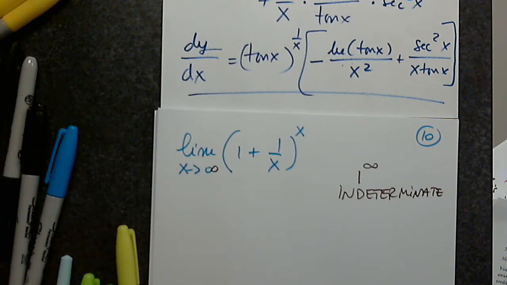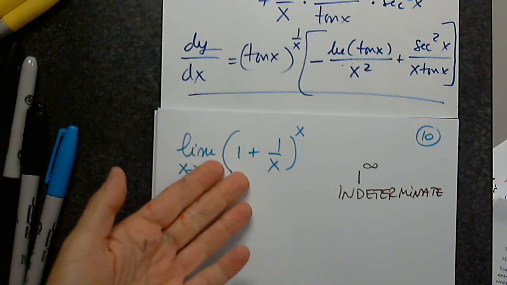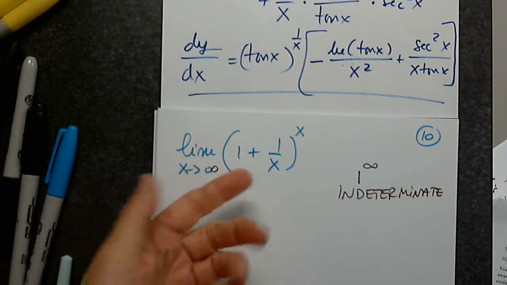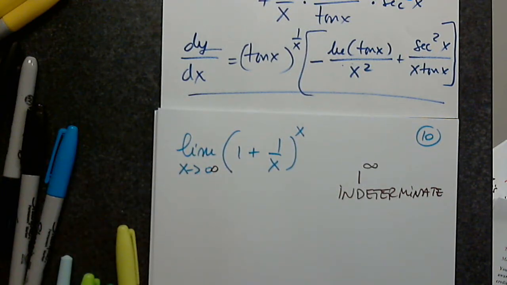Okay, ready? So I have this limit. I know it's 1 to infinity, and my only chance is L'Hopital's rule. But L'Hopital's rule is not applicable in this case. First of all, this is not a ratio. I can make it into something, but it has a power. It's not a ratio, so I cannot apply L'Hopital's rule. For the second reason, L'Hopital's rule requires 0 over 0 or infinity over infinity.